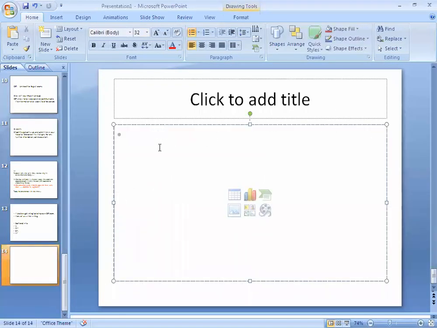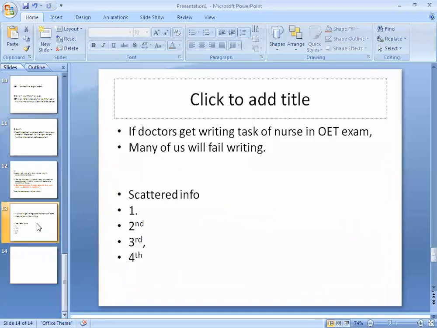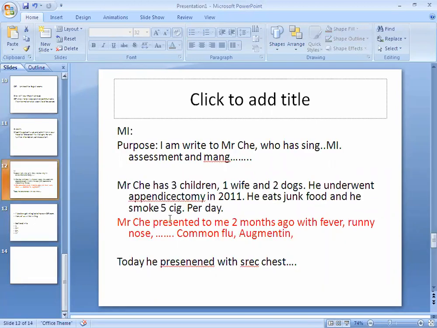Doctor, if you don't mind, if it is an urgent letter, like a situation like MI, the last visit should be at the top. No, not only the last, the most important visit should be at the top.